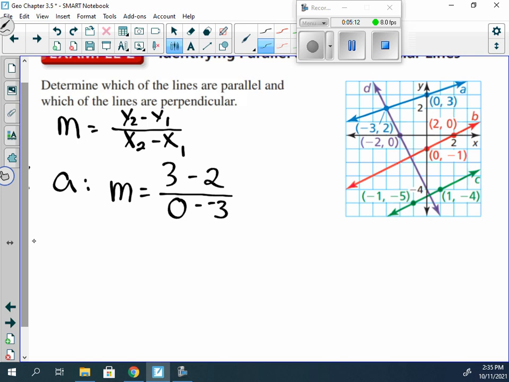And at this point, we could plug it into the calculator, and it would tell us the answer. Or if we did it by hand, 3 minus 2 is 1, over 0 minus -3. Well, the negative and negative would make a positive. So the slope of line A is 1/3. Any questions on this so far?